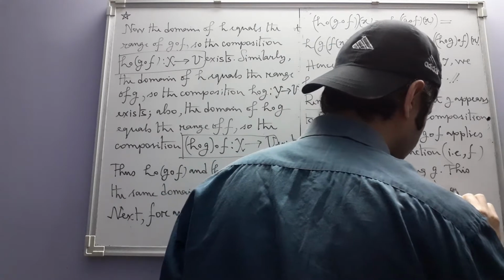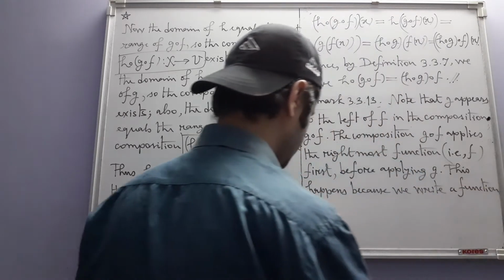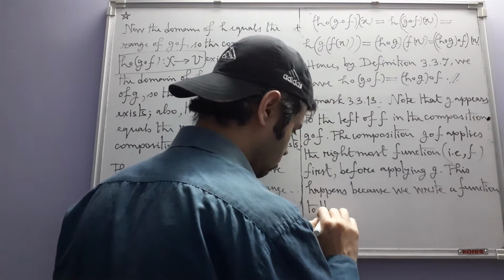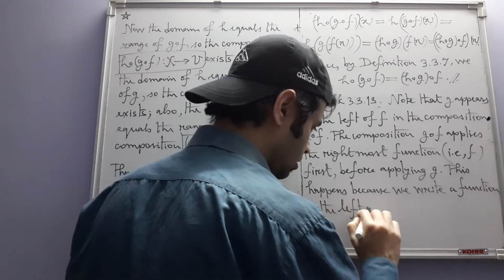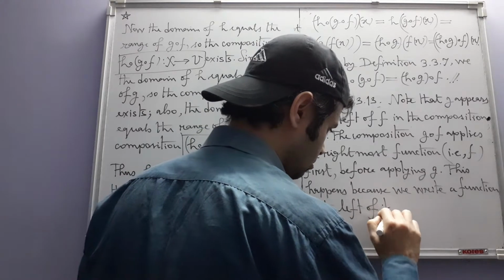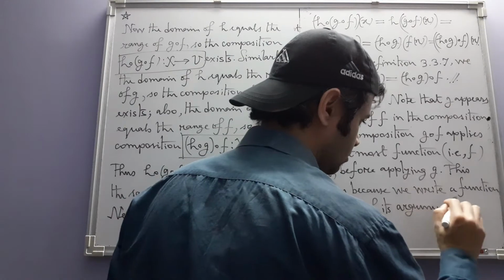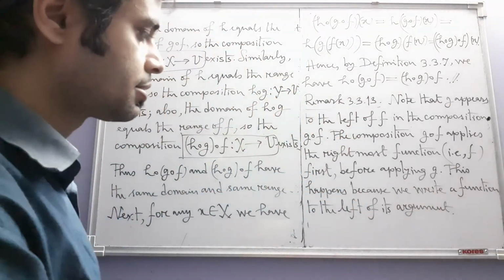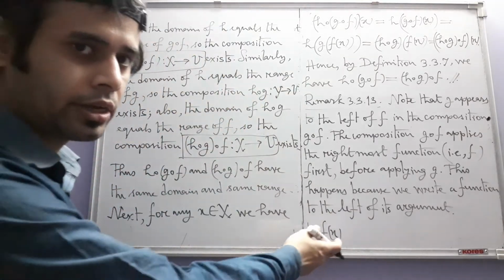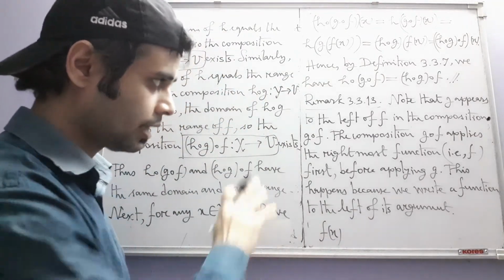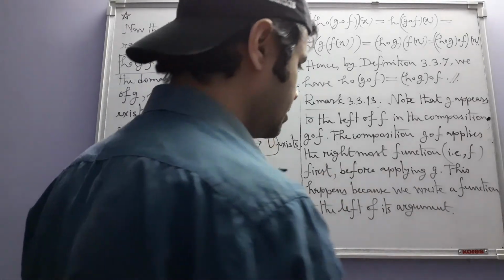Because we write a function to the left of its argument. That means we write fx, where f is the function and x is the argument. To the left of the argument we write the function. That's why this whole thing happens. I mean, it has to be adjusted in that way.